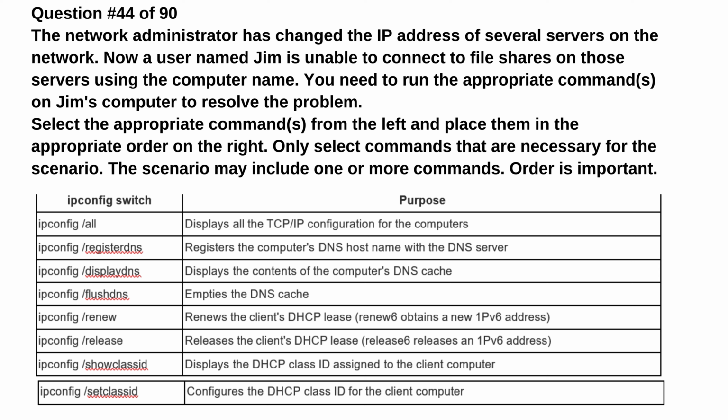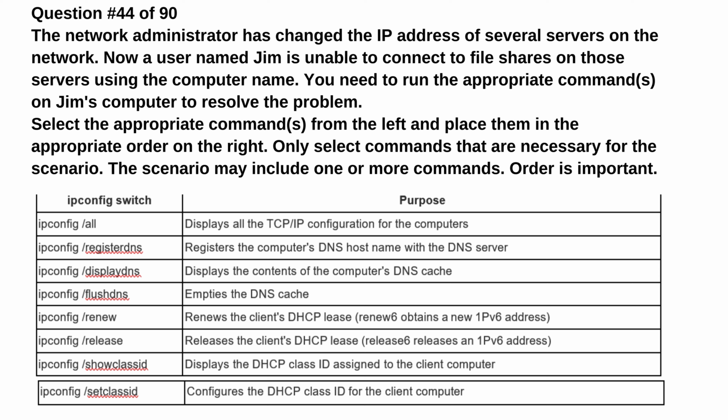Order is important. For this question, I'm just going to give you all the commands that you will put in the command prompt and the purpose that each serves. The first command is ipconfig /all, and this command displays all the TCP/IP configuration for the computer. The next command is ipconfig /registerdns, and this command registers the computer's DNS hostname with the DNS server.